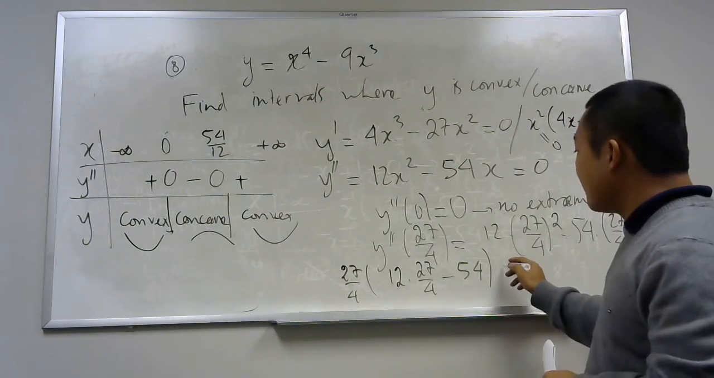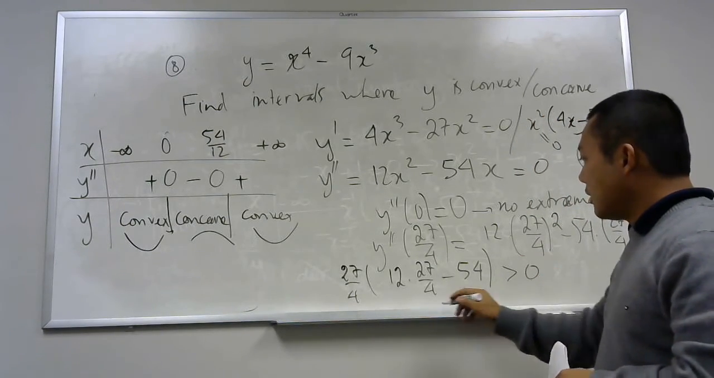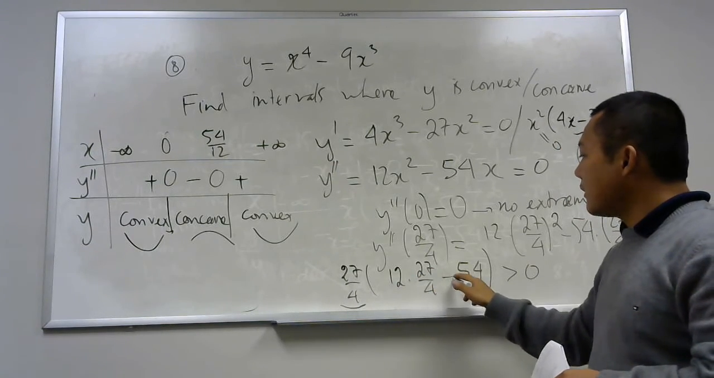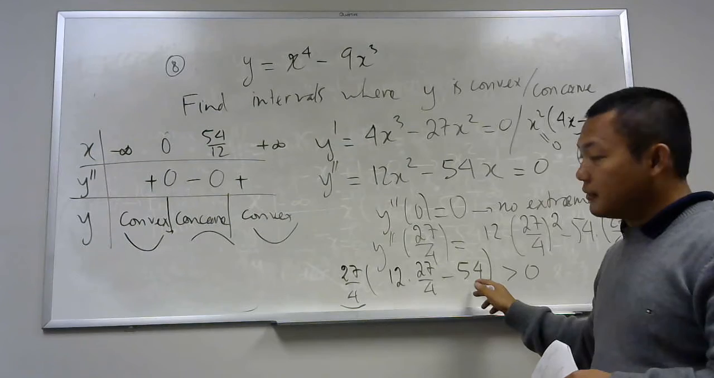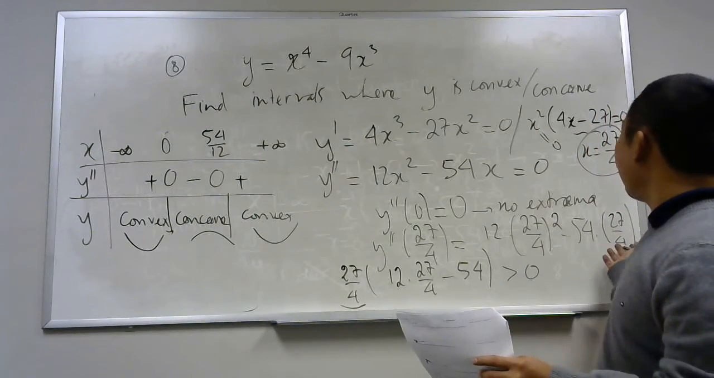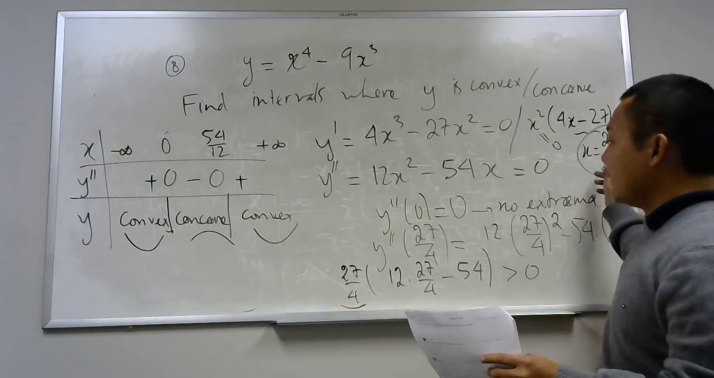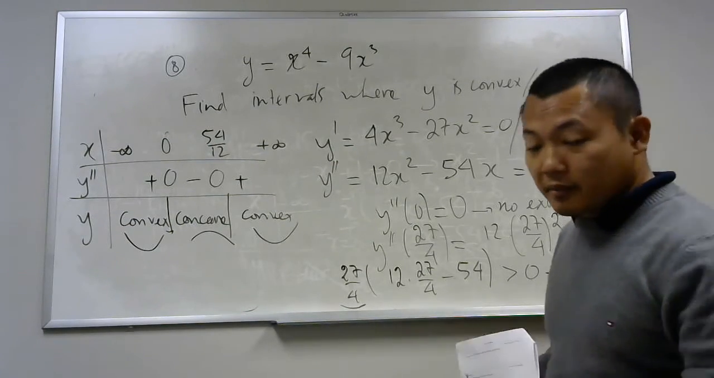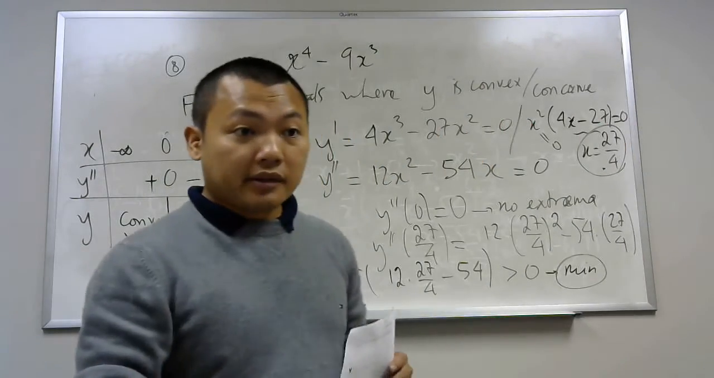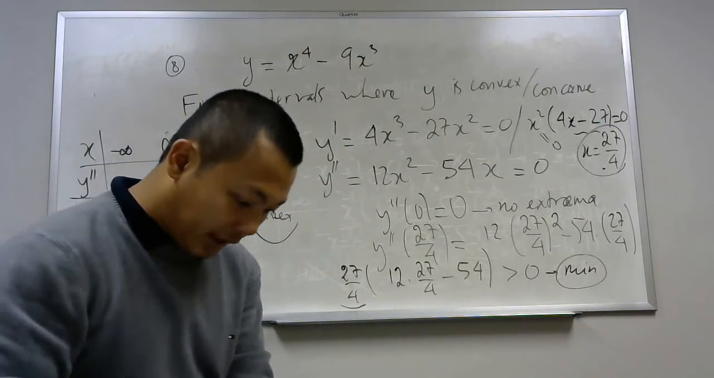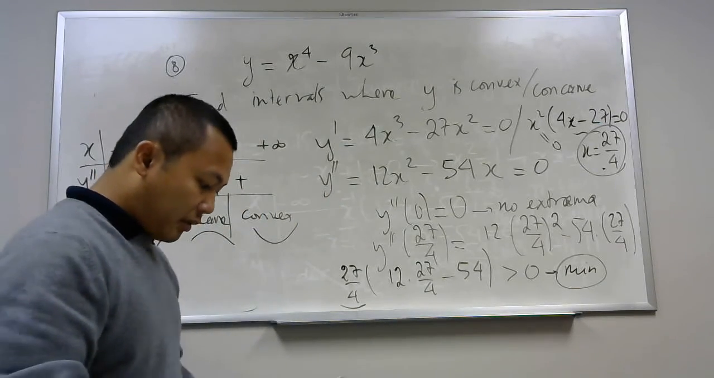And it is obvious that this number is bigger than 0, because this is bigger than 0. Here we have 3 times 27 minus 54, which is positive. So this is positive. You see, the second derivative at this point is positive. That means this point should be a minimum, a local minimum. That's how we can use the second derivative test to classify extrema. Okay, so we are finished with this problem.